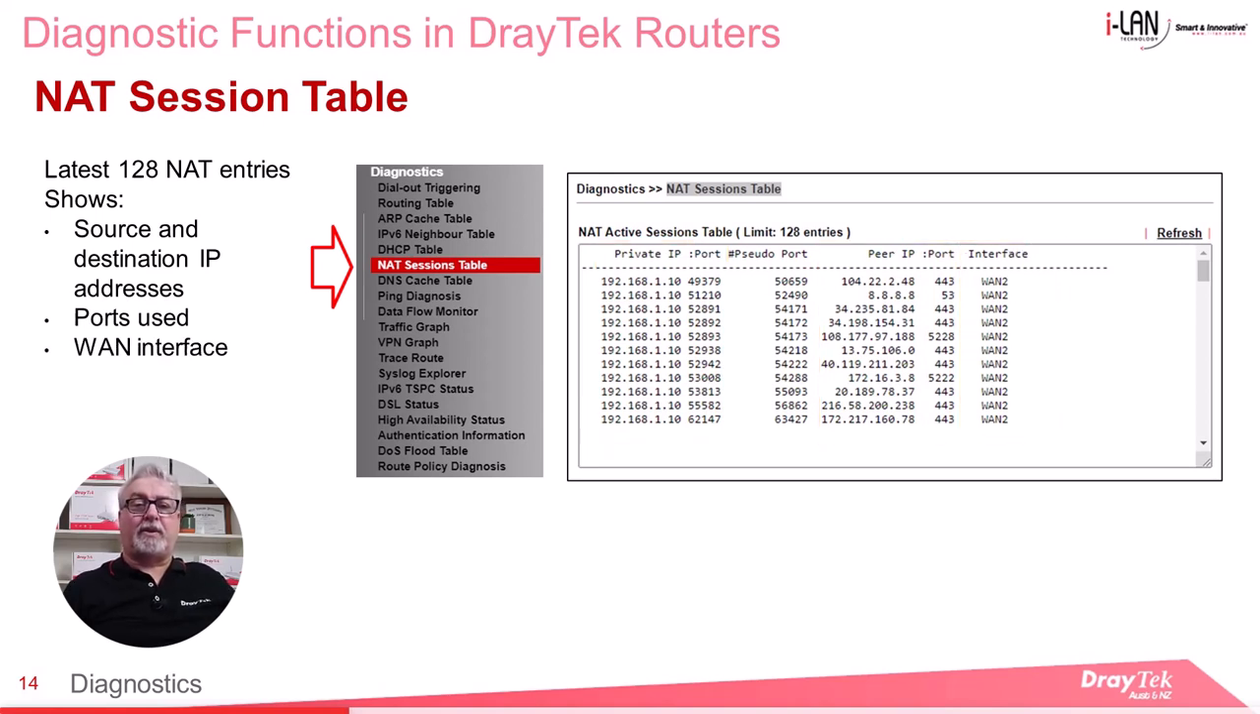This table can be used to troubleshoot port redirection or open port issues when port forwarding is not working as expected. The router sets up a pseudo port in the NAT session table, which is a temporary port used for NAT to keep track of the sessions.